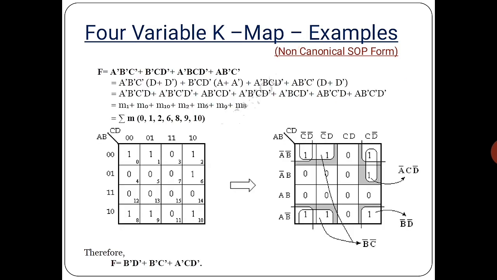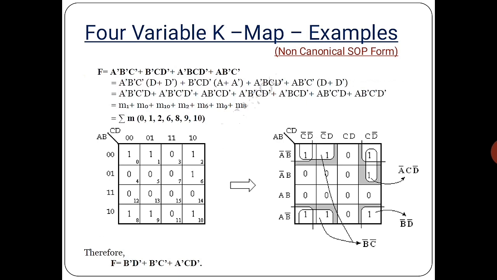Now we can see the non-canonical form. We are using the same concept. So first we can look at the given expression. It has 4 variables. The first min term has the missing literal D. The next min term has the missing literal A. The third min term has all the variables. The fourth min term has the missing literal D.